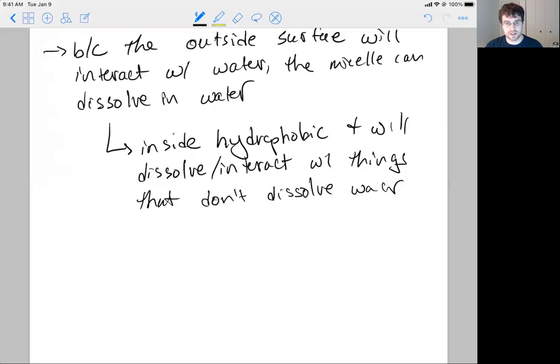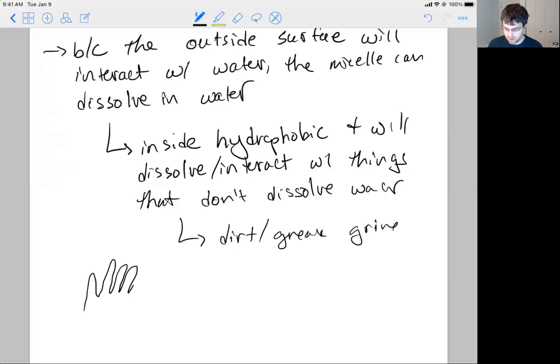What's another example of something that doesn't dissolve in water? A really good one is kind of dirt, grease, grime. Okay, think about an experiment that we've all done. Like we're doing something and our hands get dirty. Here's our hand. And let's get it dirty. Let's put some grease on it. And we go over to the sink and we're like, shoot, we're out of soap, or maybe we're not in a good place for soap, or whatever.